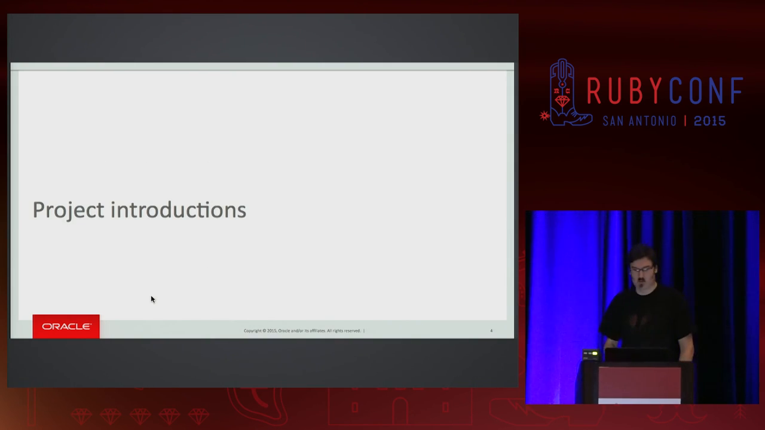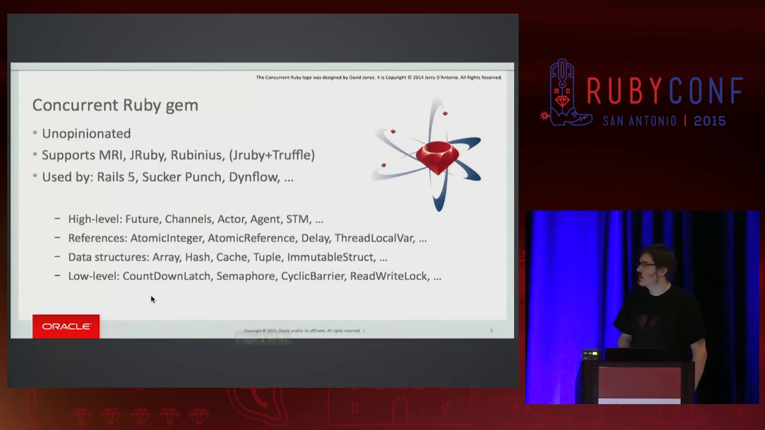So let me start by introducing two projects, which we'll touch in this presentation. The first one is called concurrent-ruby. It's basically an unopinionated collection of high-level and low-level concurrent abstractions. And unopinionated means that we are not trying to force any solution on you. You can choose the best solution which works for your particular problem. We support MRI, JRuby, Rubinius, and we're also working on support for JRuby plus Truffle right now. And this gem is already used in Rails 5, Sucker Punch, Dynflow, and many more projects.